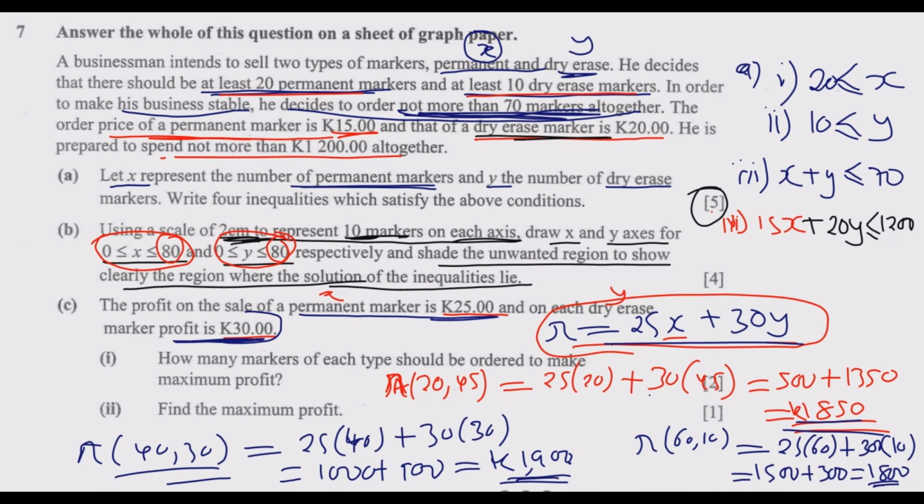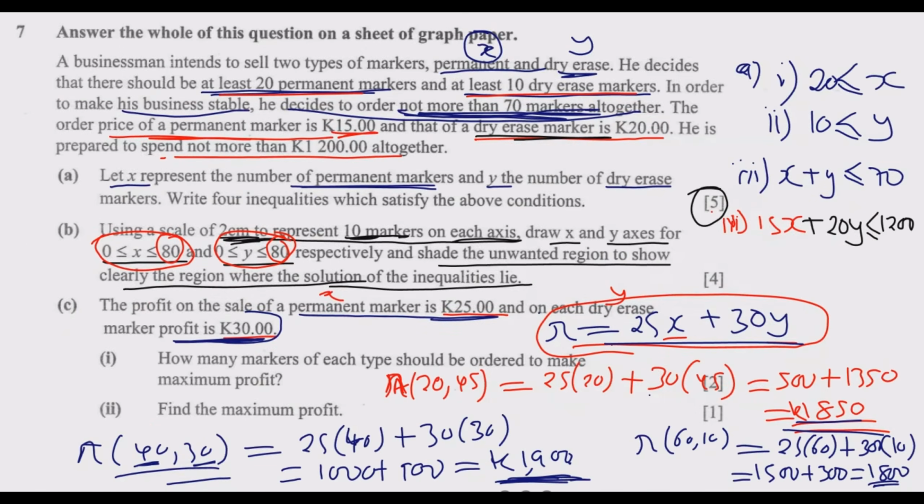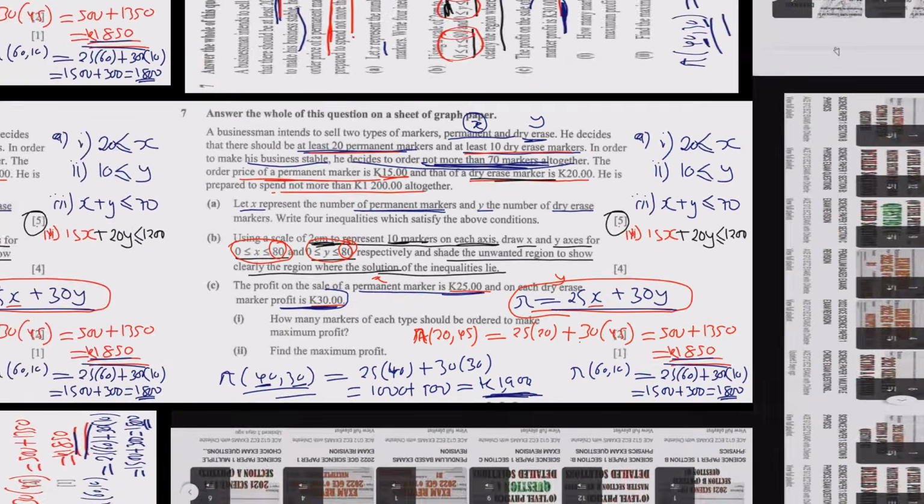So the maximum profit is the one that we found to be 1900, at B. And how many markers of which type should be ordered to make the maximum profit? We need to order 40 permanent markers, then 30 dry erase. That's what we need at point B. So that's how you answer this question to get the optimal marks.